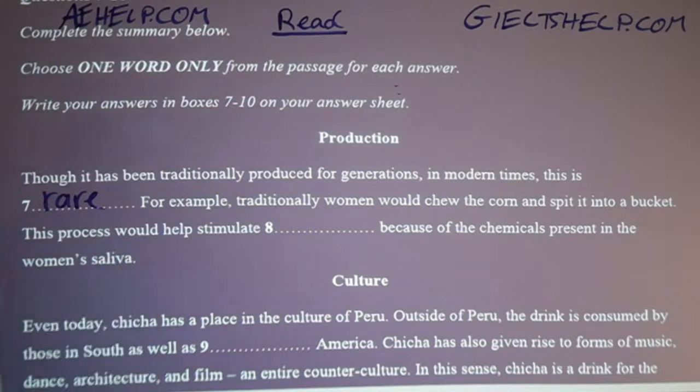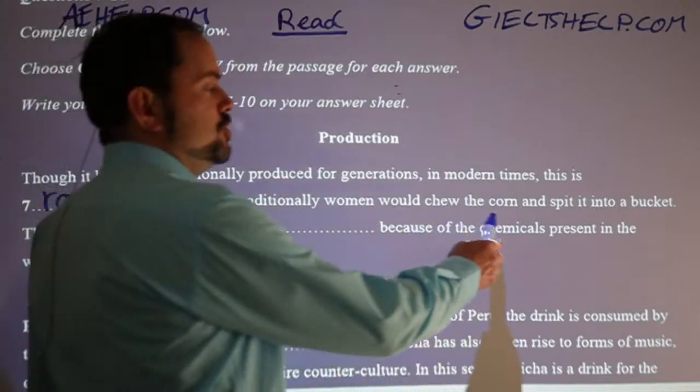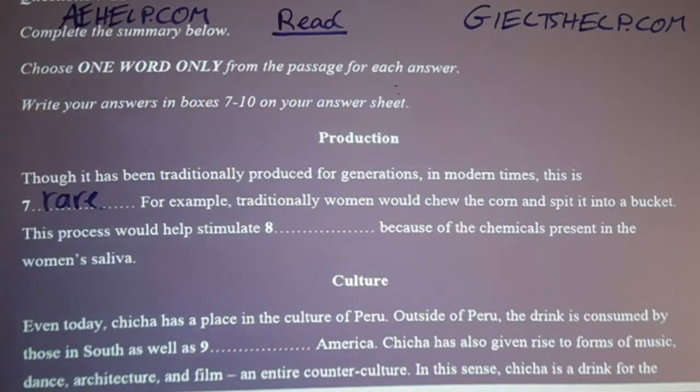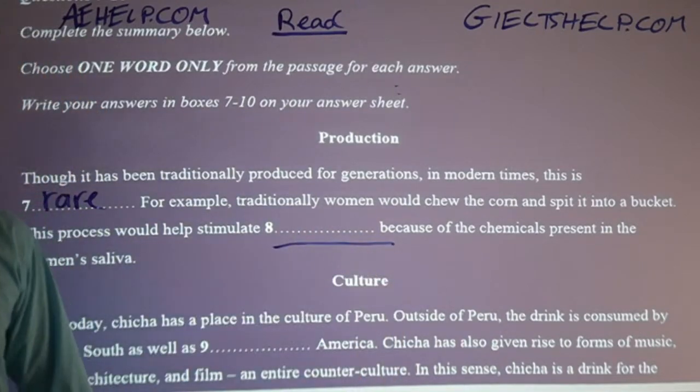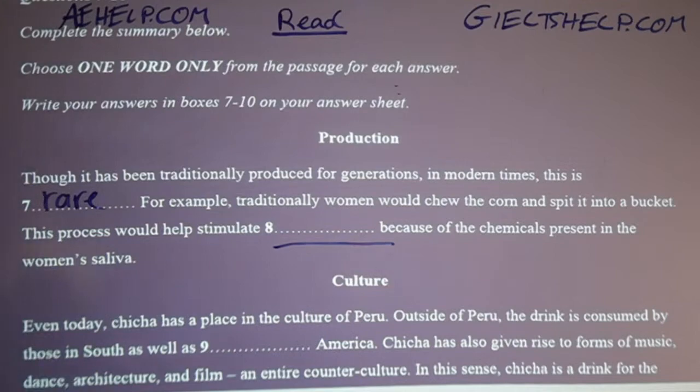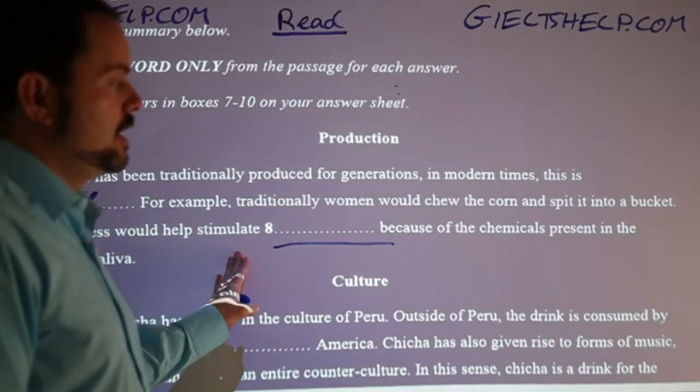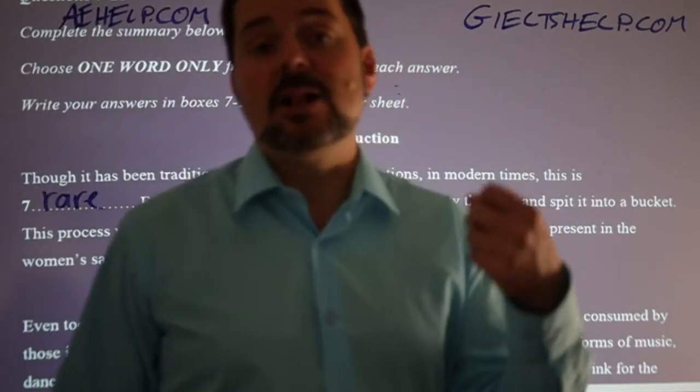For example, traditionally, women would chew the corn and spit it into a bucket. This process would help stimulate what? What's the word that goes in there? So it would help stimulate what? And again, this is the process of turning sugars into alcohol.